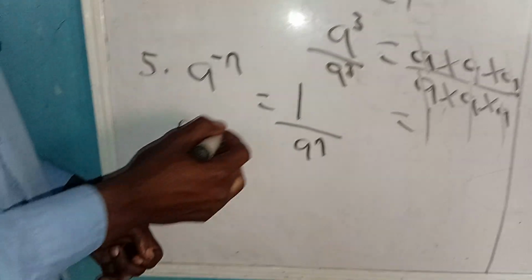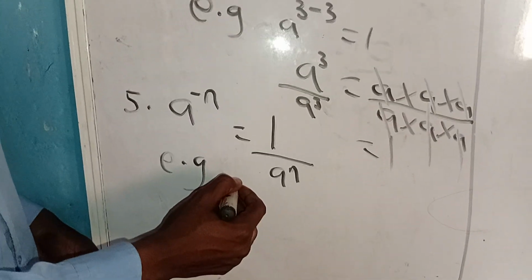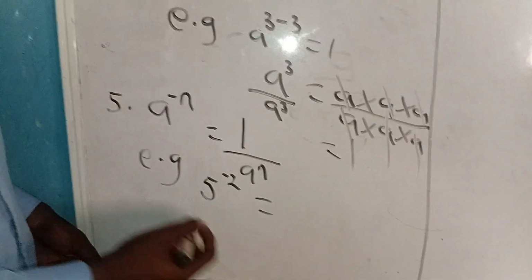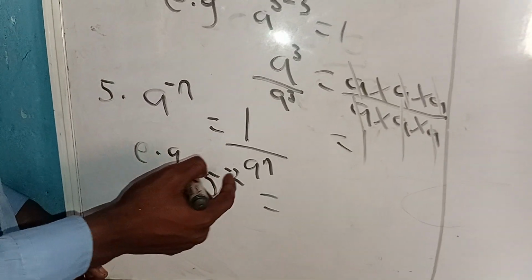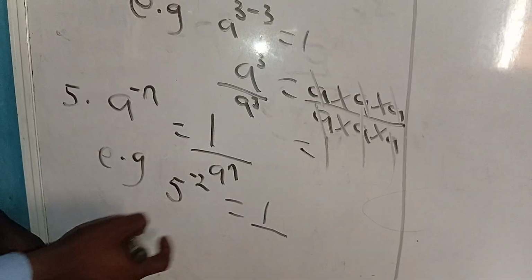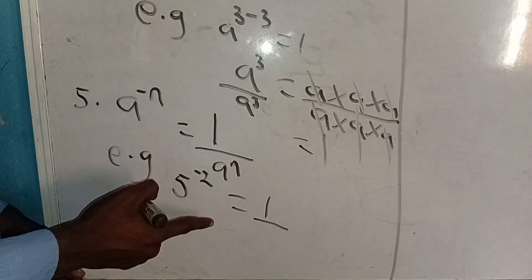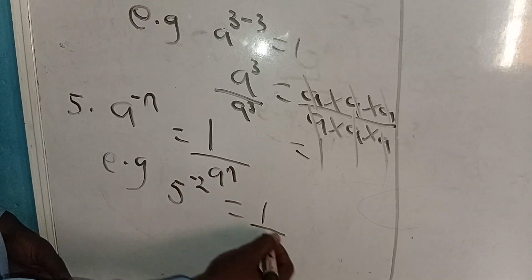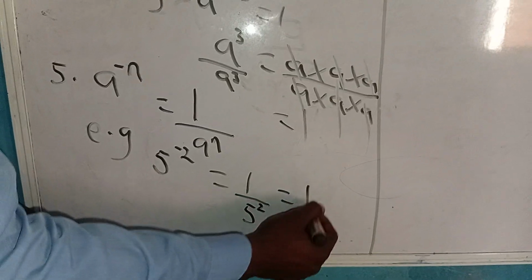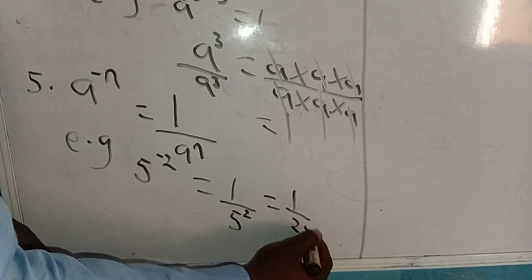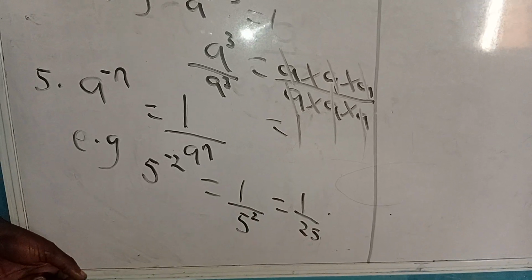For example, if you are having 5 raised to power minus 2, this minus here will change to 1 over the positive of this. And how can we get the positive of this? By removing this minus, it's going to give us 5 raised to power 2. So it is equal to 1 over 5 squared, which gives us 1 over 25. So that is that.